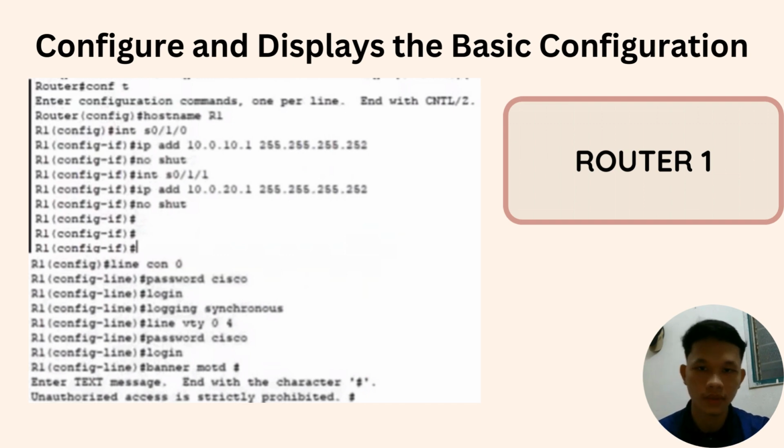After that, use the command line console 0 and password cisco, login, and then logging synchronous. After that, use line vty 0 4 and password cisco and login. And the last one is banner motd and hashtag.